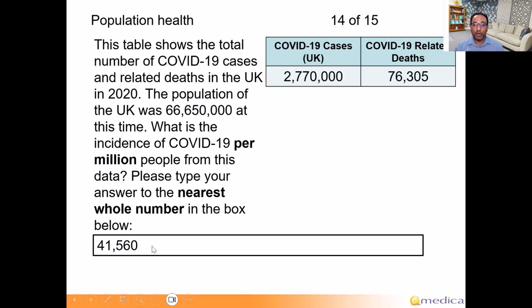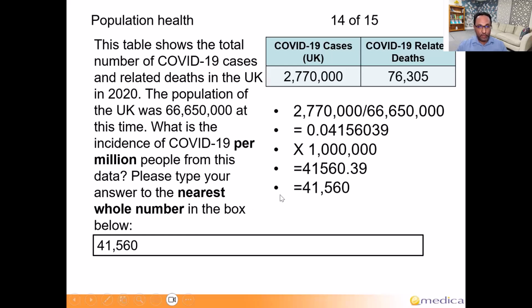So for those of you that put a percentage, when it asks you to do it per million, percent is per 100. That's what percent means. Percent just means per 100. But they've asked you to do it per million to the nearest whole number. So let's do the calculation.